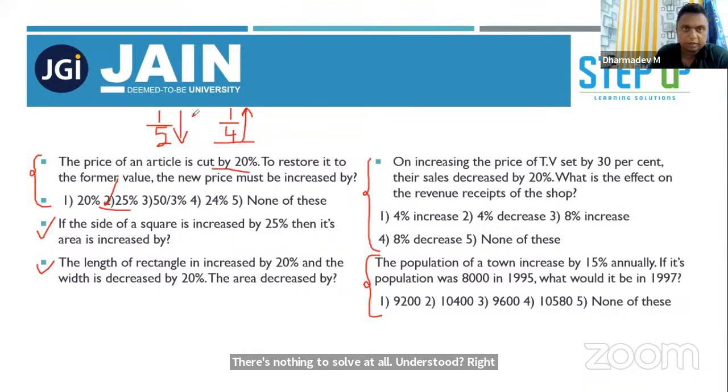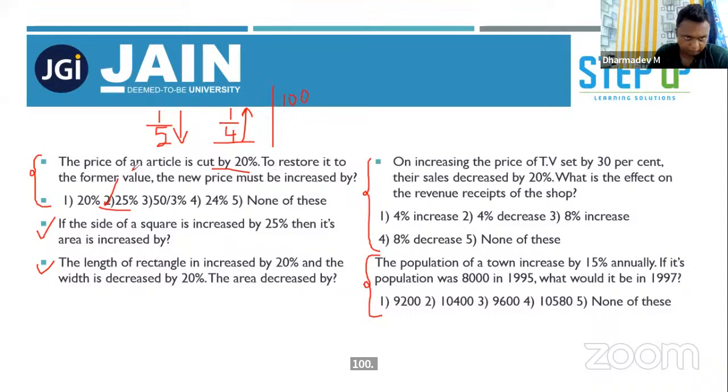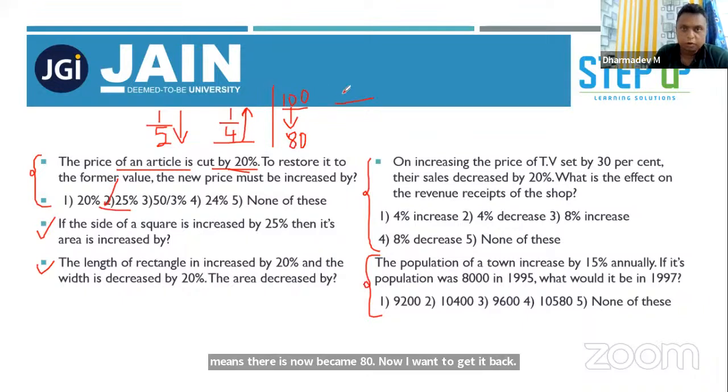Now let me take an example to prove it. Let's take 100 naira. Okay, the price of an article is cut down by 20%. That means that it has now become 80 naira. Now I want to get it back to 100. I want to make it 100 again. Then with this 80, how many percentage should I increase so that it becomes 100 again?